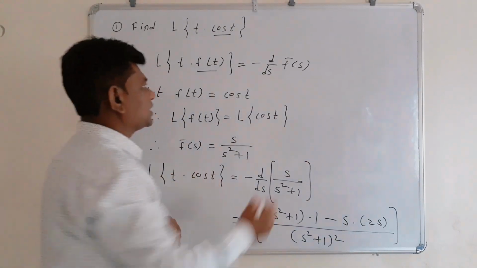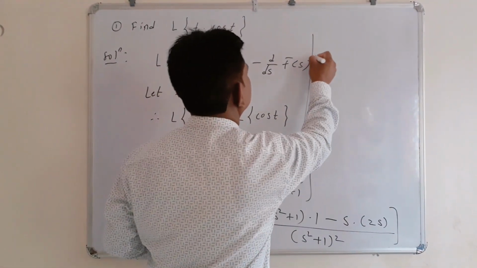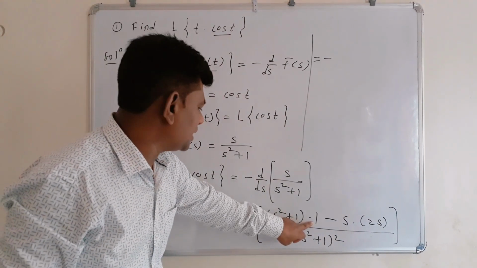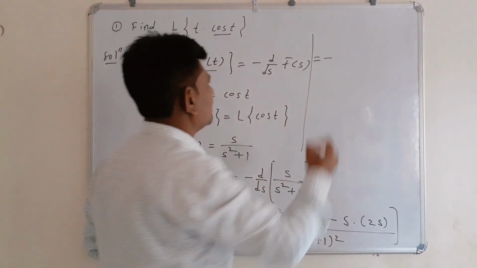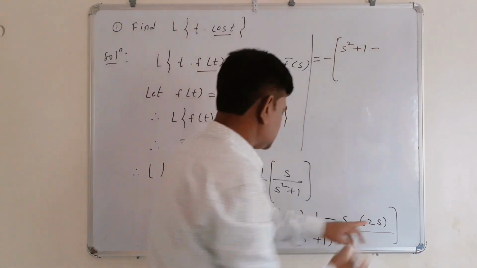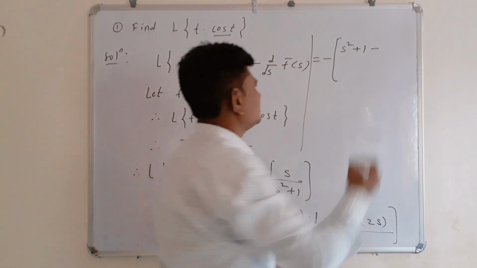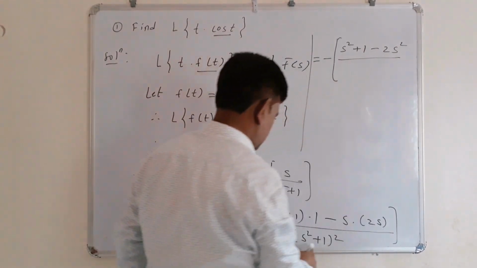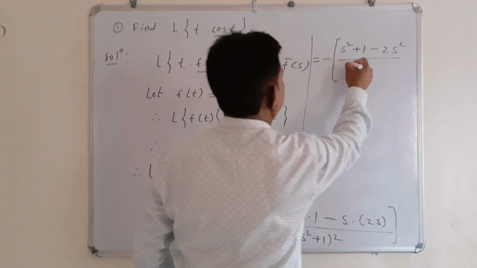Now simplification is equal to minus, now s square plus 1 into 1 means s square plus 1, minus s into 2 times s, answer is 2 times s square, upon s square plus 1 whole square.